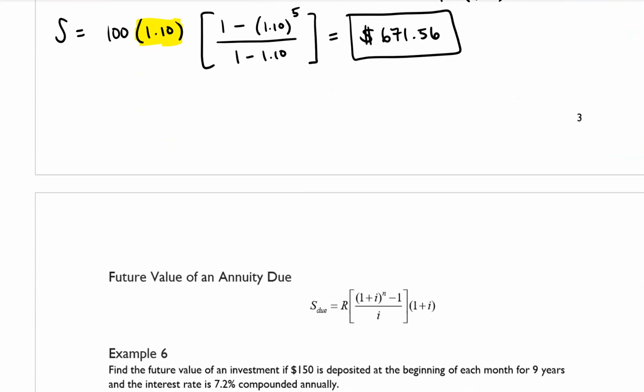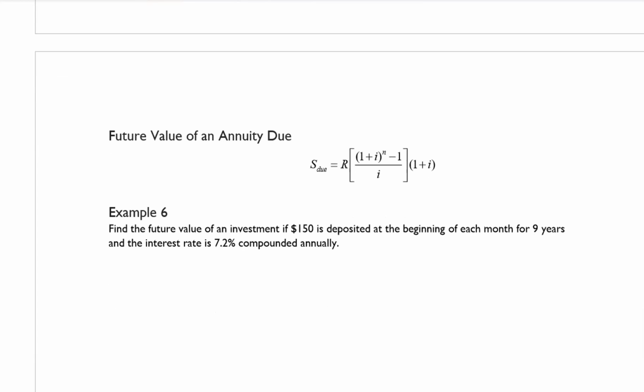I said in this example here, again, that the only difference between the two examples was this term here. And if we wrote that in general, that is 1 plus whatever the interest rate is. And so if you come down here to the future value of an annuity due, it looks exactly the same as the future value of an ordinary annuity, except we are now multiplying by 1 plus the interest rate. So keep that in mind as you are thinking about these problems.